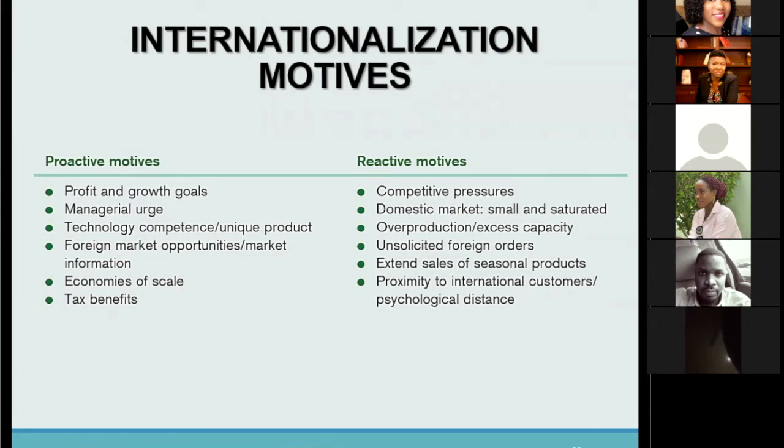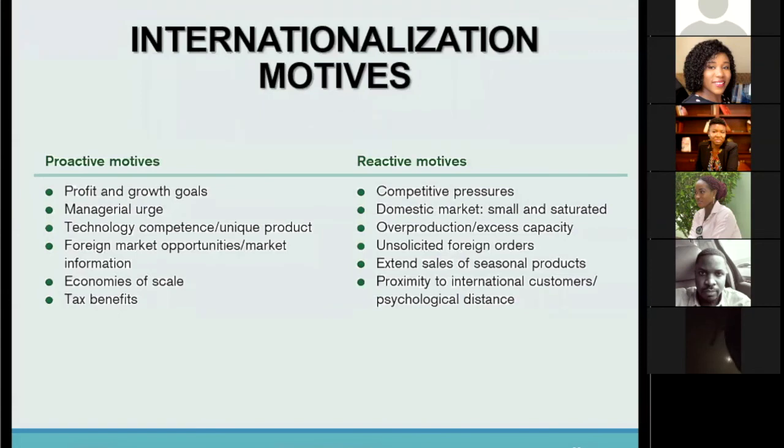Hence, we are saying unsolicited foreign orders could lead to a reactive motive to internationalize, because on your own, you wouldn't have made that decision. But orders keep coming from this foreign market, which you cannot afford to pass up. So it would lead you to react in terms of taking the necessary steps to ensure that you have some form of presence in the market to satisfy the needs of these new customers. Jemima, please go ahead.